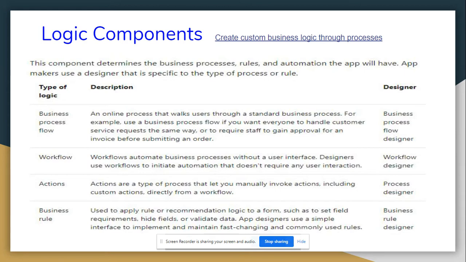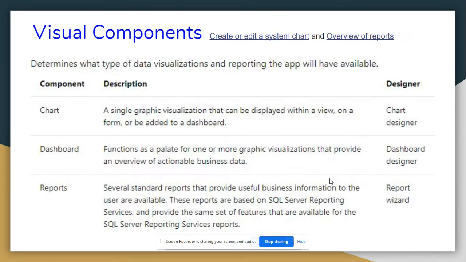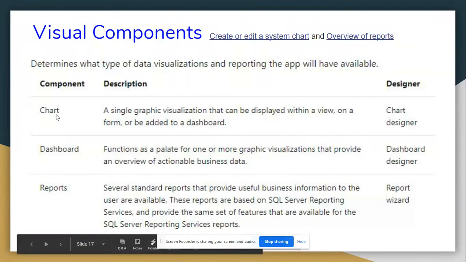And business rules. In business rules, we have some out-of-the-box features where we can apply logic, like we can hide a field, we can lock the field. We can do a set of 6 to 7 types of things with the inbuilt feature in the application itself. I will show those things also. And the visual components, I already explained: chart, dashboard, reports. In the sitemap we can use these things.